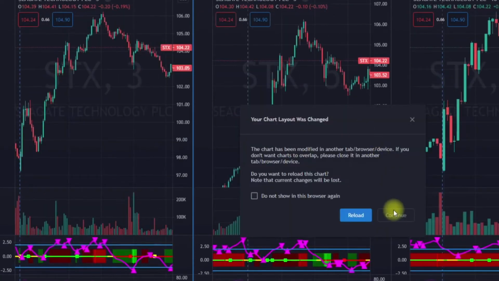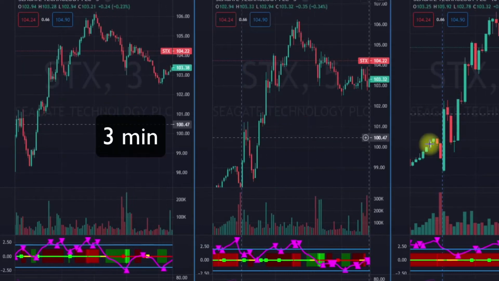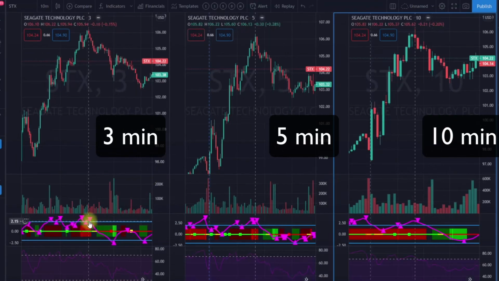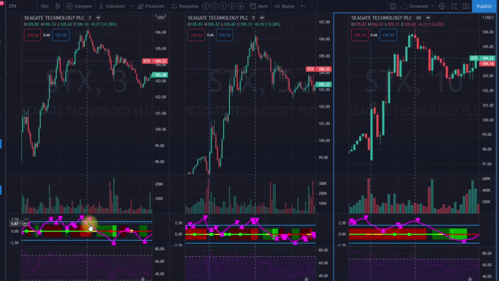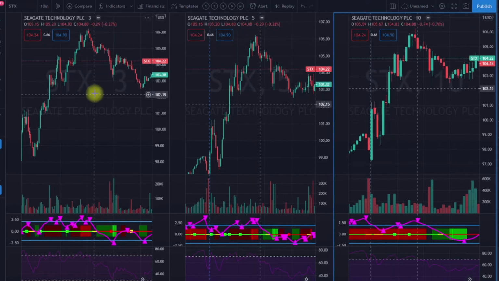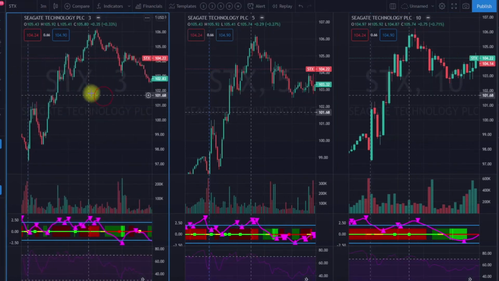Now let's look at a good example. So this is a 3 minute, a 5 minute, and a 10 minute. So we're overbought right here on the 3 minute, right here on the 5 minute, and right here on the 10 minute. All that points to basically the top of the day on this stock.